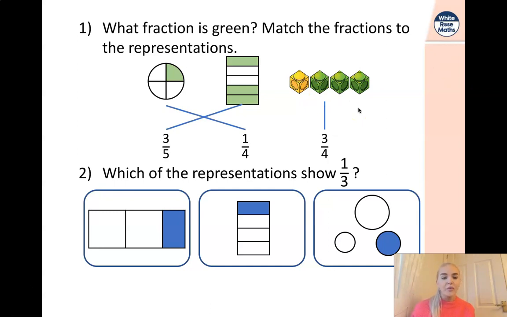Number 2, looking at which representations show 1/3. Does the first one show 1/3? Well, we've got 3 parts and 1 of them is shaded. But are they the same size? Are they equal? No, so that does not show 1/3. For the second example, 1 part is shaded, but we have 4 parts altogether, not 3. So that does not show 1/3 either. And for the final example, we do have 3 circles and 1 is shaded. But does that show 1/3? No, because one of the circles is larger than the others.